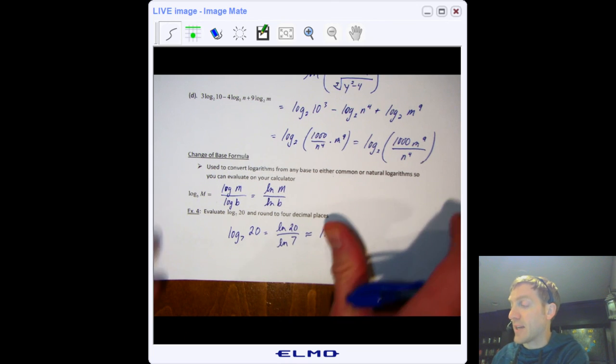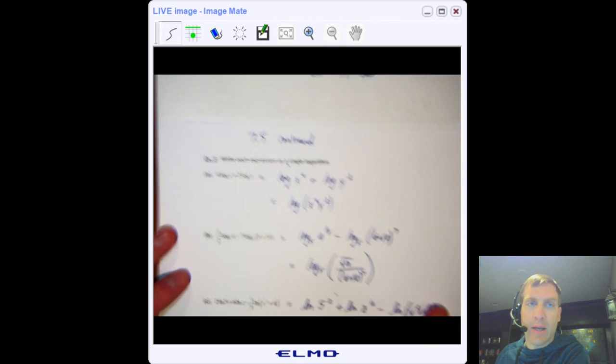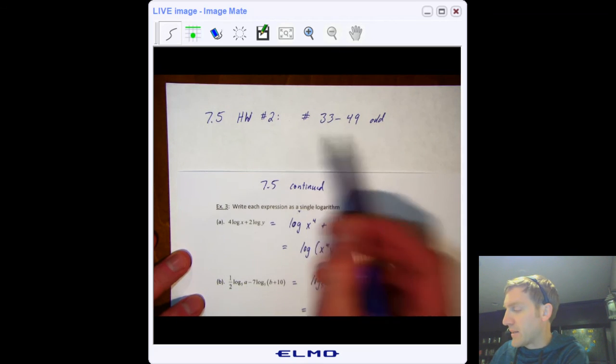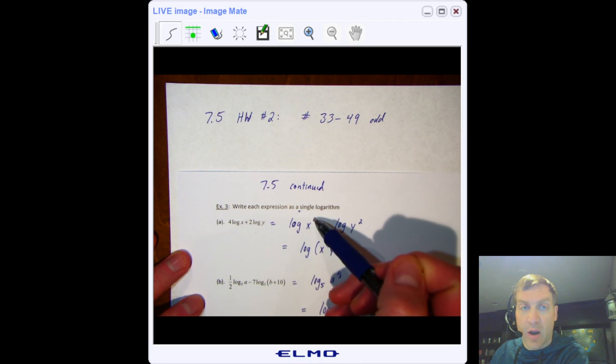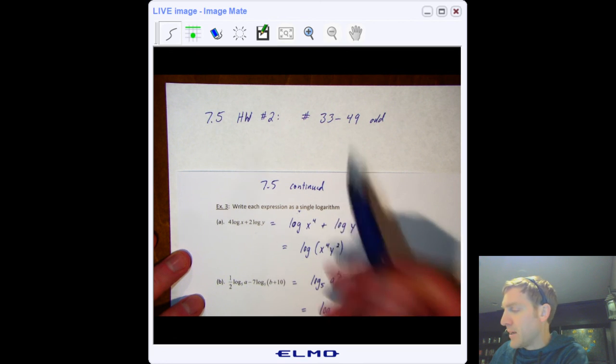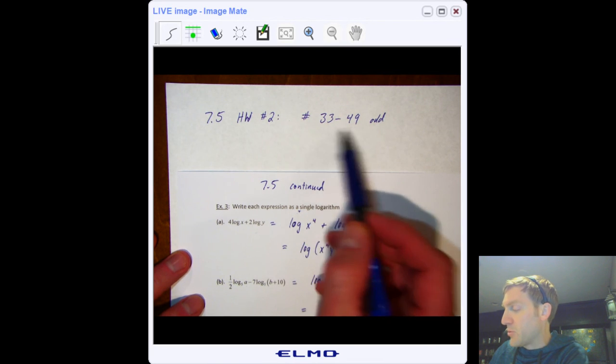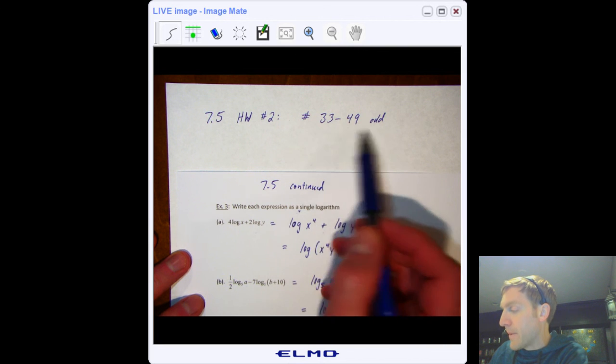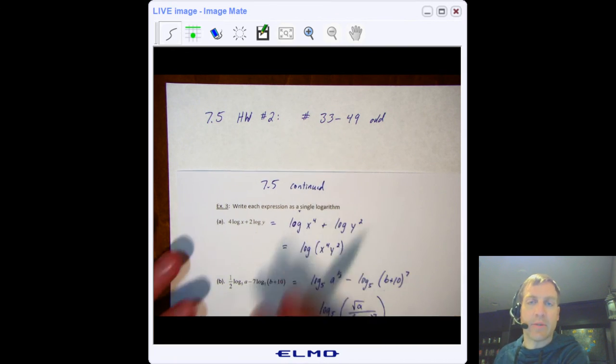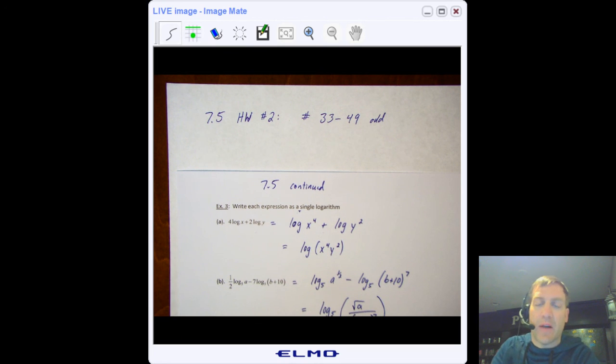Okay, so that's the second part of your 7.5 homework. It's going to be just practicing taking multiple logs and writing as a single logarithm. So on your 7.5 homework, please do numbers 33 through 49 odd and share that with me. And then after you get both those assignments done, there's a review sheet to finish up 7.5 on logarithms.